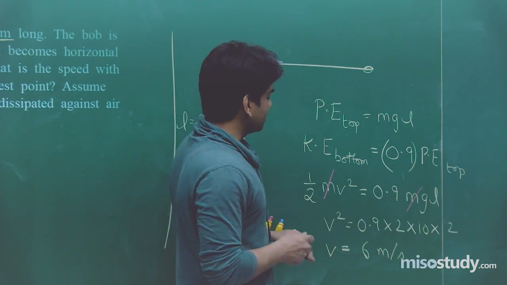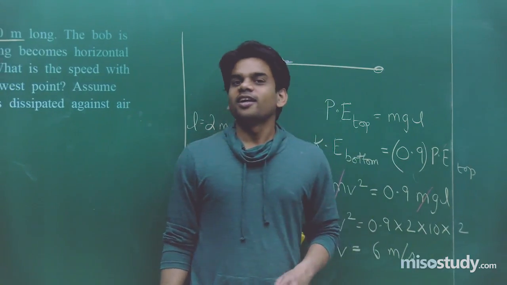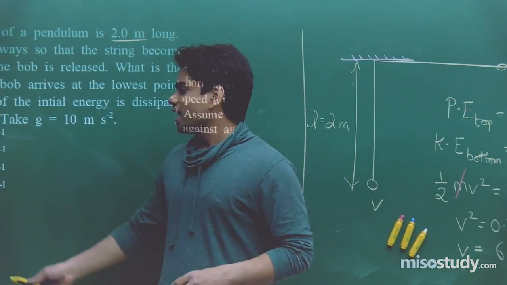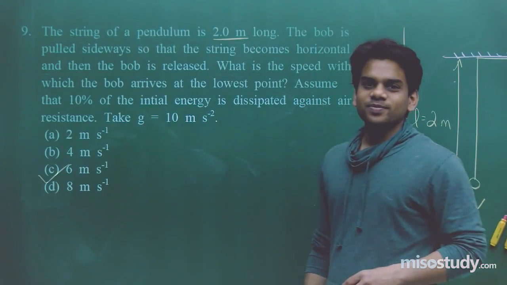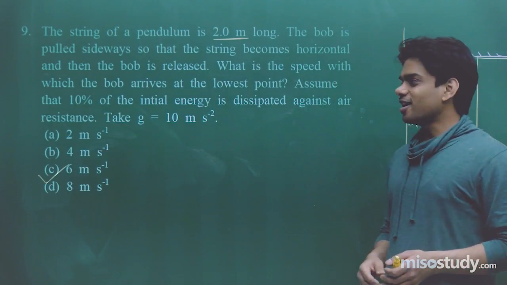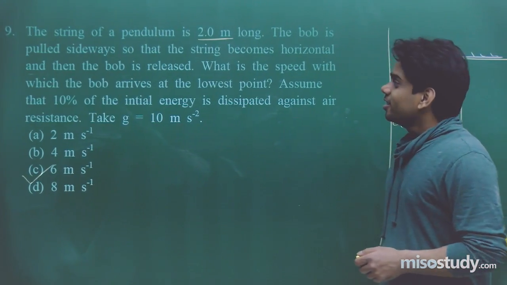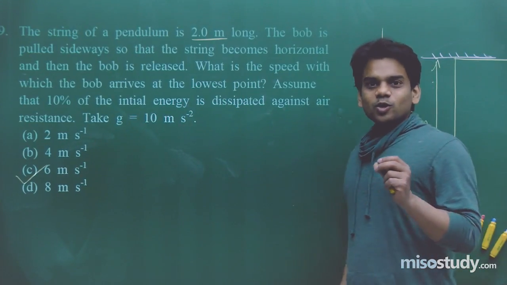Solve it, you will be getting V as 6 meter per second. Let's check quickly the options that we have. Option number C is the right answer. 6 meter per second, that is the right answer for question number 9. So you should have the understanding how to solve such kind of question.